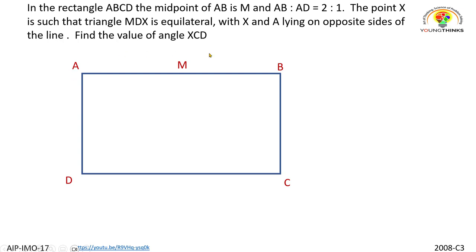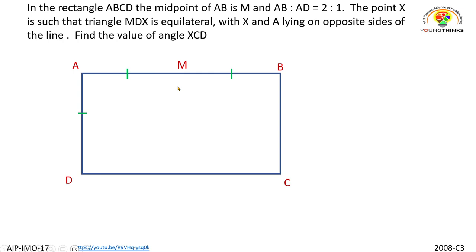So this side is twice that side, which means A to M, which is half of AB, is the same as M to B, which is the same as A to D. Now the point X is such that the triangle MDX is equilateral. So M, D, and X. X could be like this to make it an equilateral triangle, or it could be like that to make it an equilateral triangle.